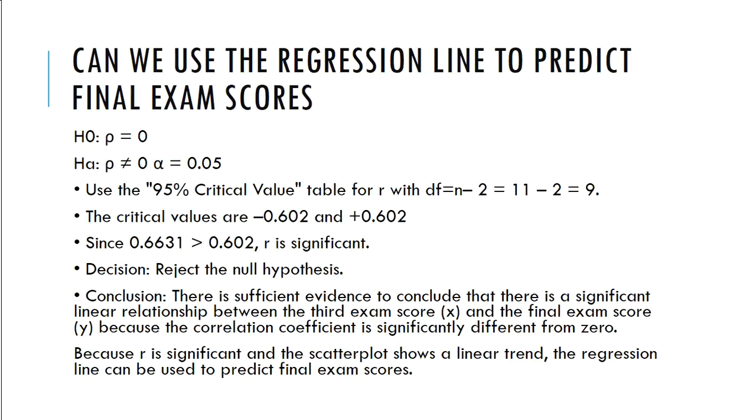So there is sufficient evidence to conclude there's a significant linear relationship between the third exam scores, which is X, and the final exam scores, which is Y, because the correlation coefficient is significantly different from 0. Because R is significant and the scatter plot shows a linear trend, the regression line can be used to predict the final exam scores. A lot of people like using the table, and I agree the table is good. So you find the way that's comfortable for you.